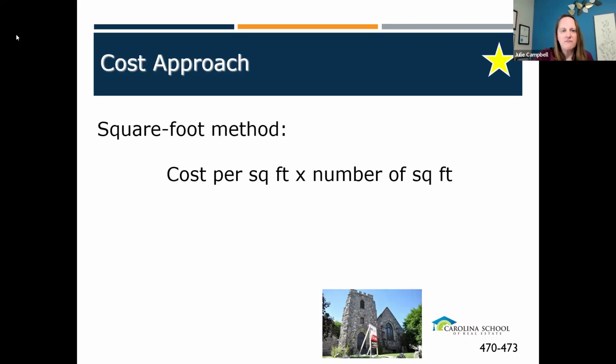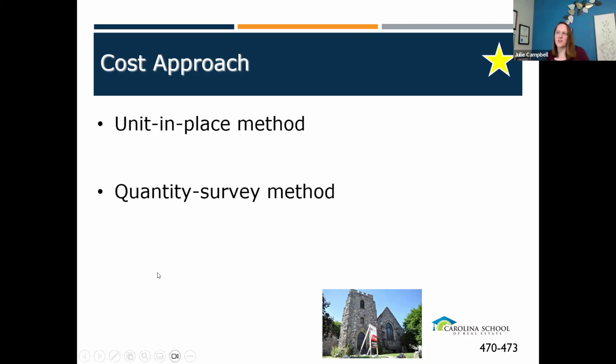Other methods that we don't see as much, and I don't want you guys to get bogged down in, there's something called a unit in place method. This is the construction cost per unit of measure. The quantity survey method is the raw materials, those raw materials that are coming in off the back of the truck, and the installation costs. Very similar, but the square foot method gives us a more accurate number, which is why it's more commonly used. And we'll see an example of the square foot method in just a second.